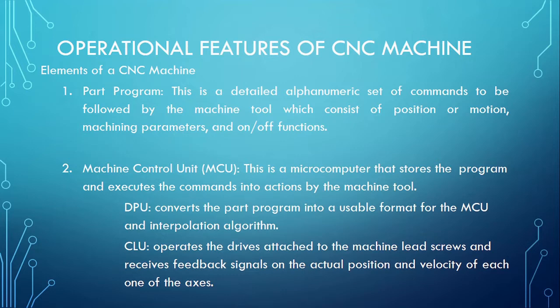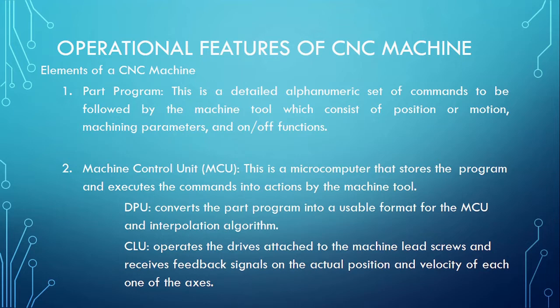Then the next element of a CNC machine is the MCU, which is the machine control unit. Like we discussed earlier, the MCU is with the machine tool itself, and it is divided into two, which is the DPU and the CLU. Now, the MCU is the microcomputer that stores the program and executes the commands into actions by the machine tool.